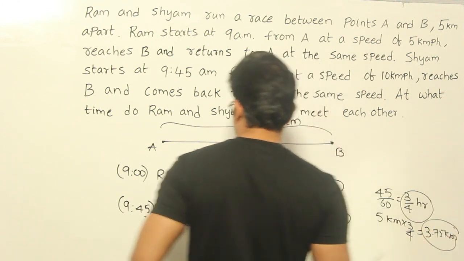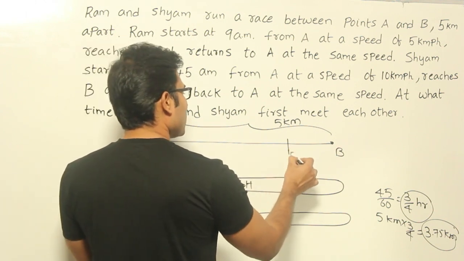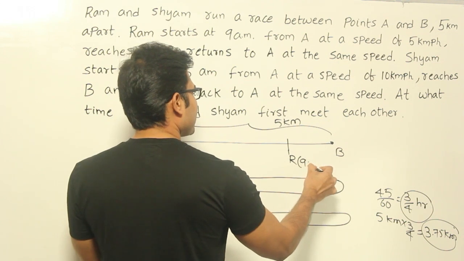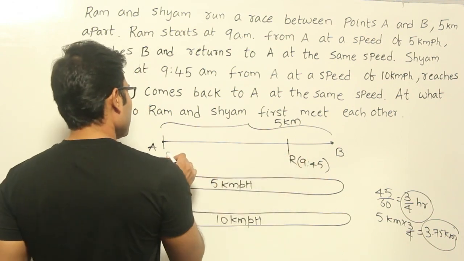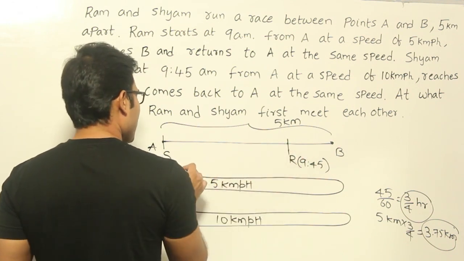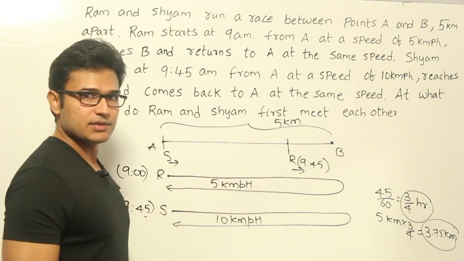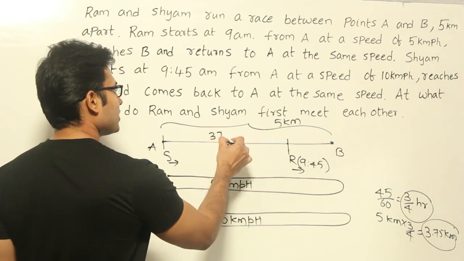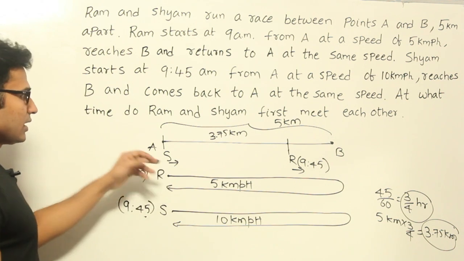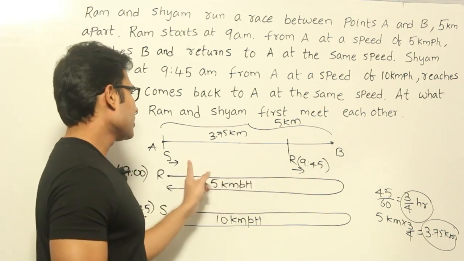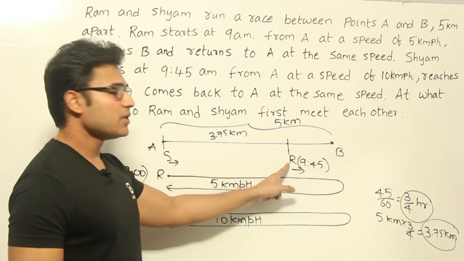So what does it mean? If Ram starts from this point, by 9:45 Ram would have covered 3.75 kilometers and Ram will be standing here. Therefore Shyam will be standing here and Ram will be standing here, and both will be running in the same direction at their speeds, and the distance between them initially will be 3.75 kilometers. Got it? If they are running in the same direction and the speed of Shyam is greater than the speed of Ram, then definitely Shyam is going to meet up with Ram, right?